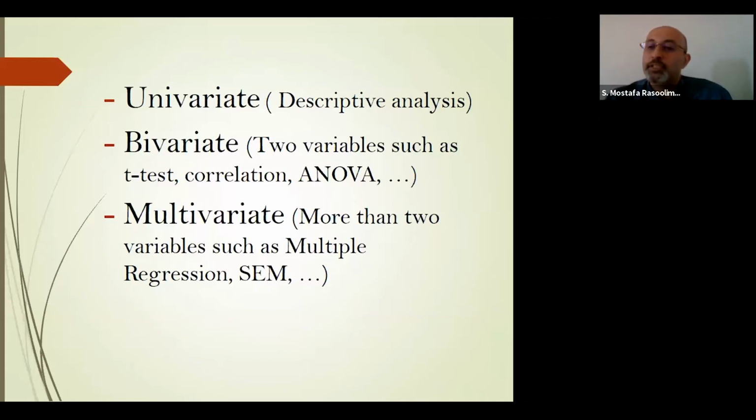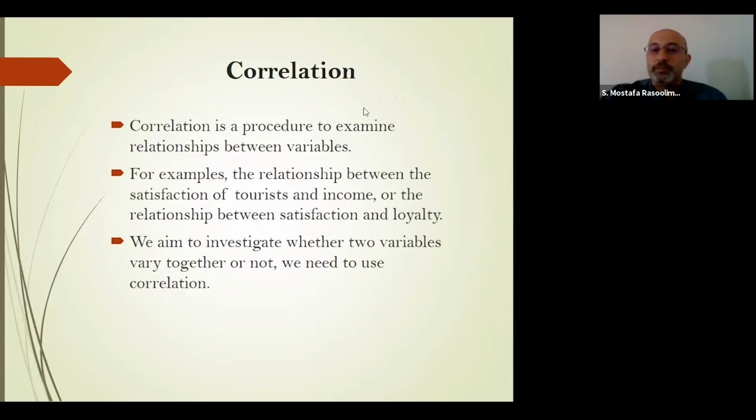But for regression, simple regression is applied with two variables, one independent variable and one dependent variable. But if we apply multiple regression, we go to a multivariate analysis technique. So bivariate and multivariate are swapped between correlation and regression, right? Okay, first, correlation.